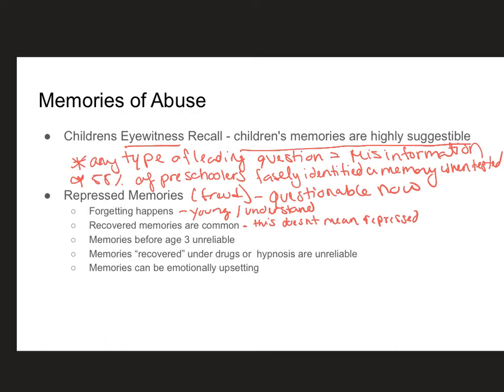Memories before age 3 are completely unreliable. It's because your brain is not fully developed. Memories, if there's any memory that was recovered under drugs or hypnosis, are unreliable because they're so suggestible if you are under hypnosis or some type of a drug. And memories, even if they are true or false, are still equally upsetting. So even if the memory is not accurate, if they believe it is and they think that that's what happened, it's still going to be extremely emotionally upsetting for them.